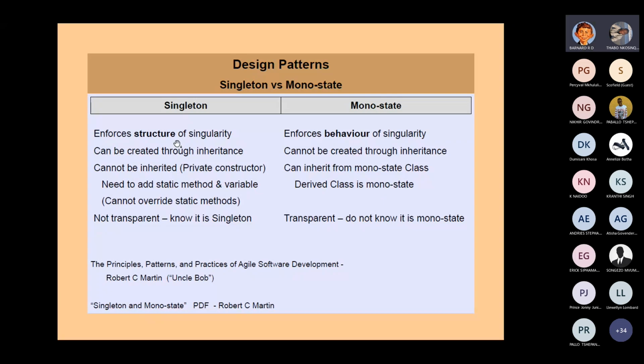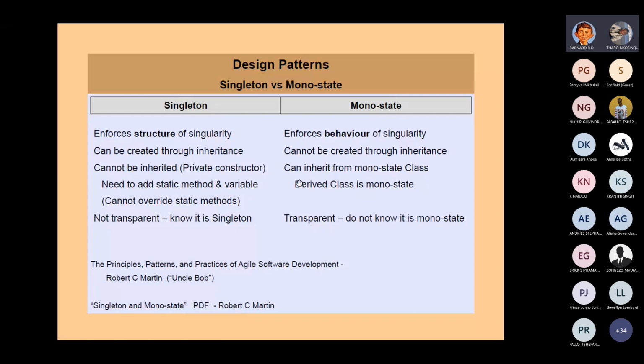And the singleton can be created through inheritance. A monostate cannot be created through inheritance. Then a singleton cannot be inherited. That's because it's got a private constructor, and you also need to add the static methods and variables and so on. You can't override static methods, but there's a logical problem with this. If you could inherit it, it would no longer be a singleton because there would then be two of them. So you cannot inherit a singleton.